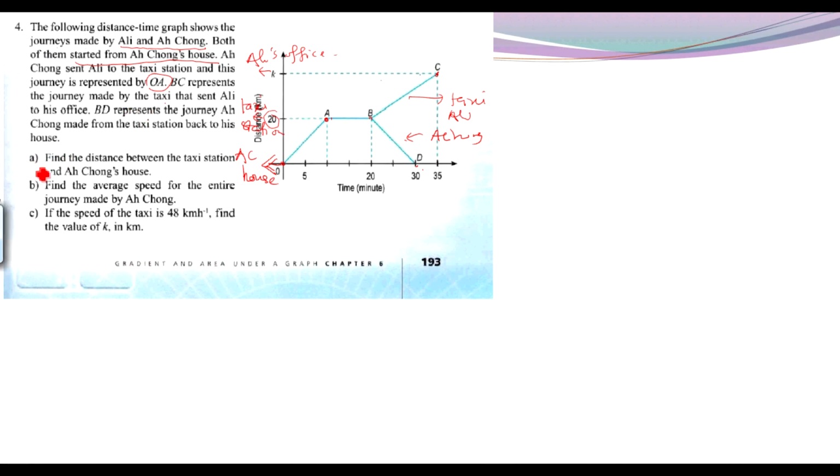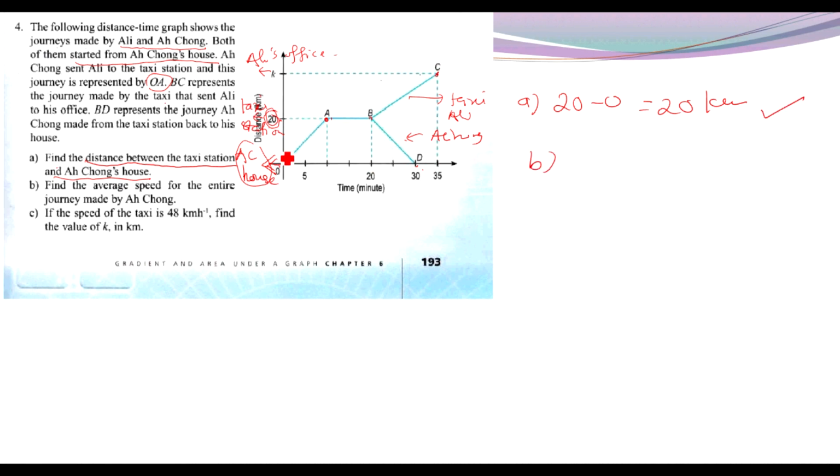Okay, so question A. Find the distance between the taxi station and Ah Chong's house. So where is the taxi station? Here is the taxi station. And where is Ah Chong's house? This is Ah Chong's house. 0 to 20, right? So for question A, the answer is 20 minus 0 equals 20 kilometer. So this is the answer for question A.